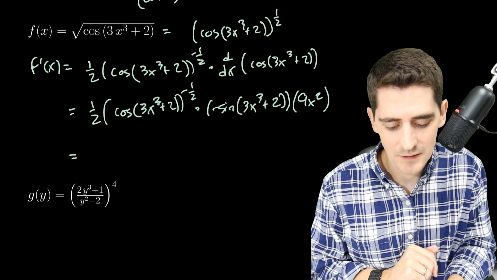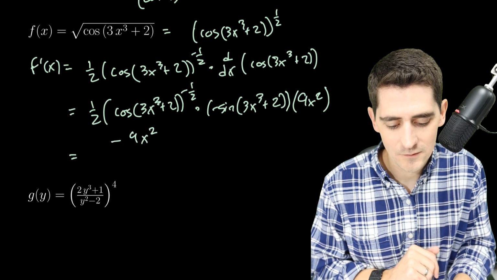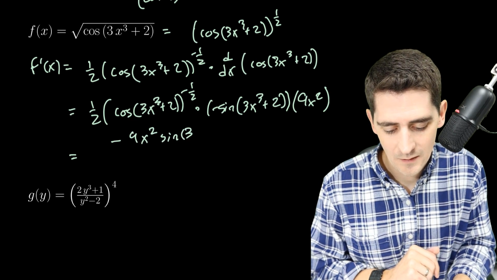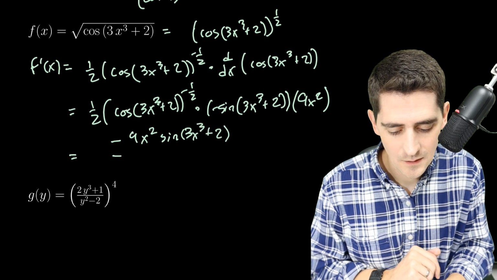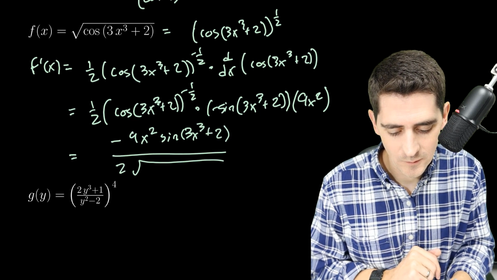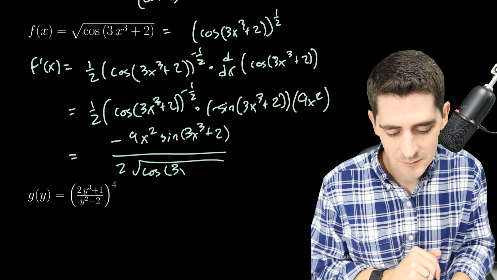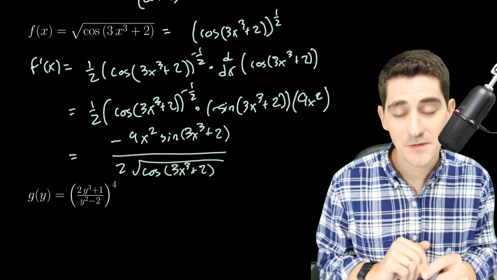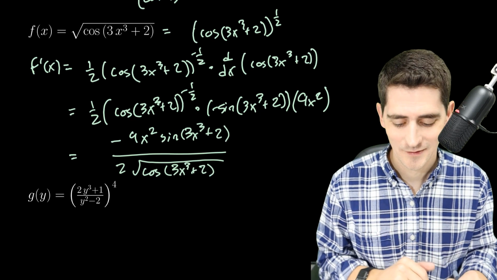You could maybe say negative 9x squared sine 3x cubed plus 2, all over 2 square root of cosine 3x cubed plus 2. See if you can figure out how we got from one step to the next.